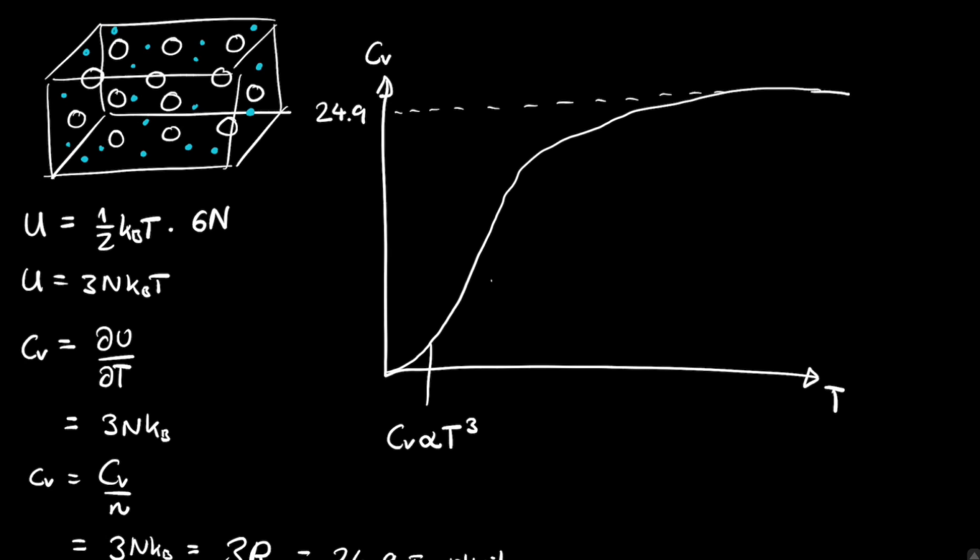We're also going to be doing the grand canonical partition function in the grand canonical ensemble. We're also going to be doing the Einstein model and Debye model for heat capacity. So all that to look forward to.